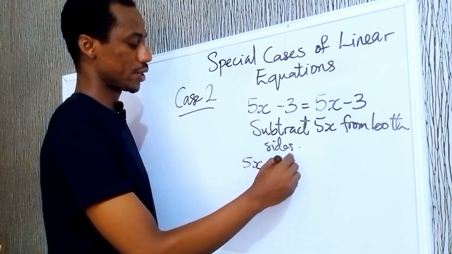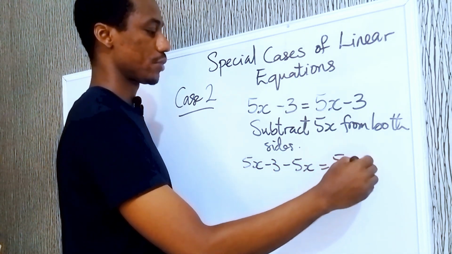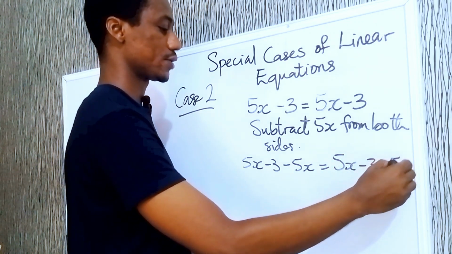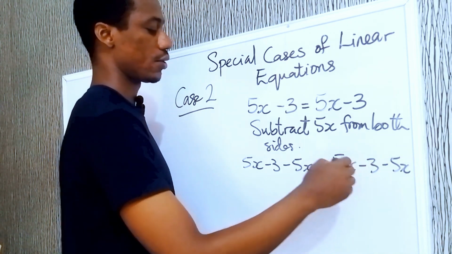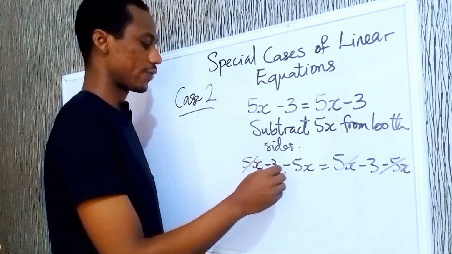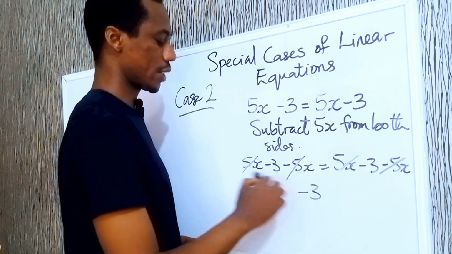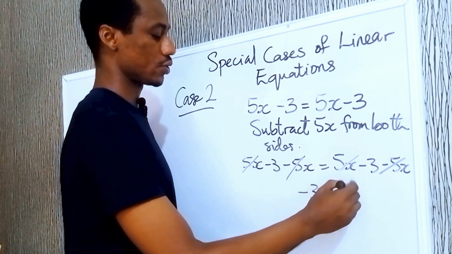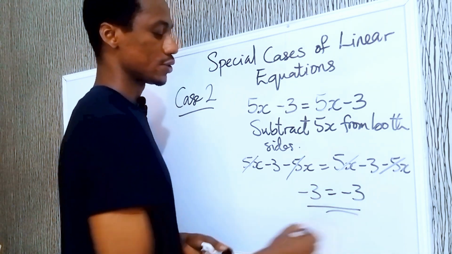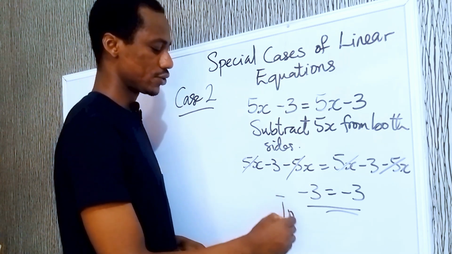5x minus 3 minus 5x, and here we also have 5x minus 3 minus 5x. So here 5x minus 5x is 0. Also here 5x minus 5x is 0. So that means we're going to have minus 3 left on this side equals minus 3. Alright, so this is a special case. We call it infinite solution.